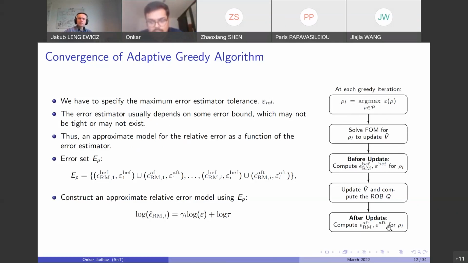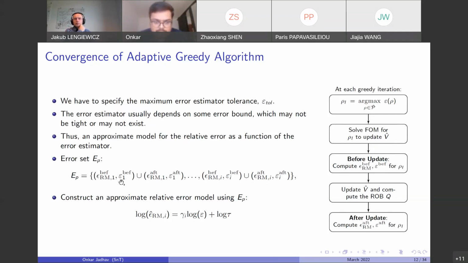Now we update our snapshot matrix, compute a new reduced order basis, and generate a new reduced order model. After the update, we again compute a relative error between the full order model and the newly generated reduced order model, and the corresponding error estimator. So you can see that at each greedy iteration, I have this error set EP, which looks something like this, having relative errors and the error estimator before and after the update.